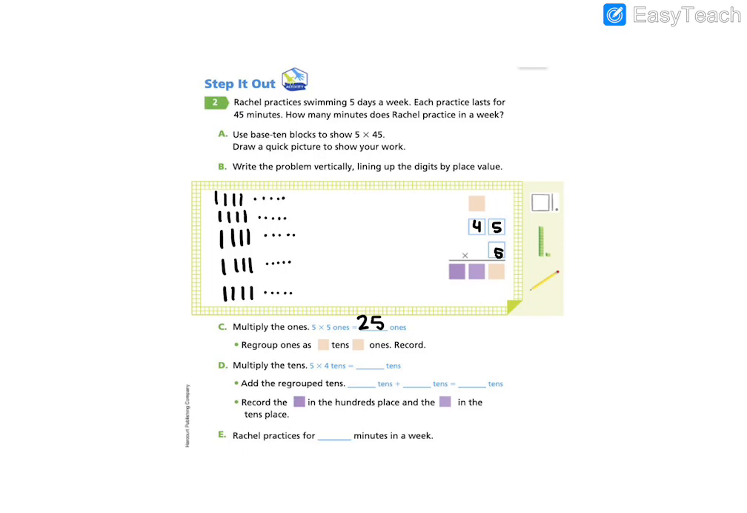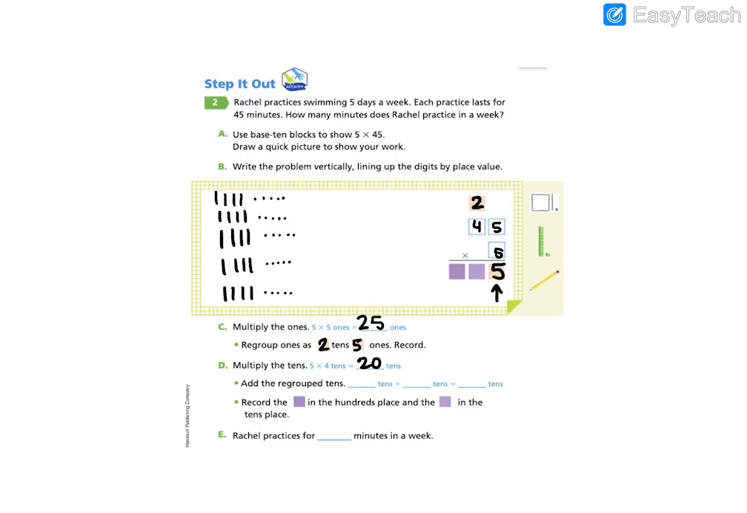How do we regroup? Because right here, we have just the ones column. So how many total ones are in 25? If we regroup, we have 5 ones and 2 tens. Those 5 ones go in the ones column, and the 2 tens go above the tens column. Then we multiply our tens. Now we're not going to multiply this 2. This is being regrouped. We're multiplying still 5 times 4 tens, which is equal to 20 tens.